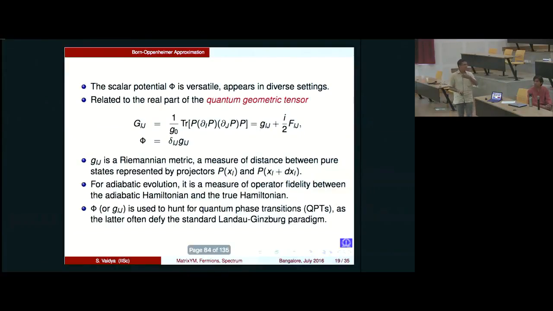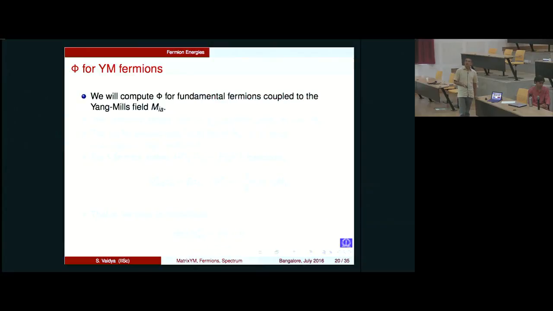And this phi, in condensed matter at least, some people use it to hunt for quantum phase transitions. Because at least what they tell me is that the standard Landau-Ginzburg paradigm doesn't always help you in finding quantum phase transitions. So they look for singularities of phi to try to locate positions of quantum phase transitions. Okay, so what I'm going to do in the next 7 minutes is quickly compute phi.